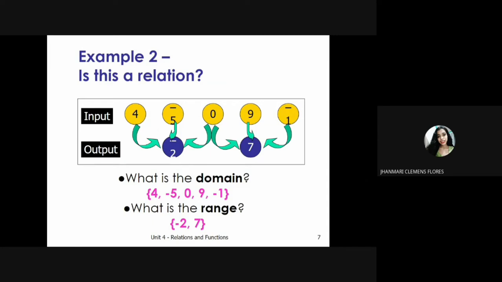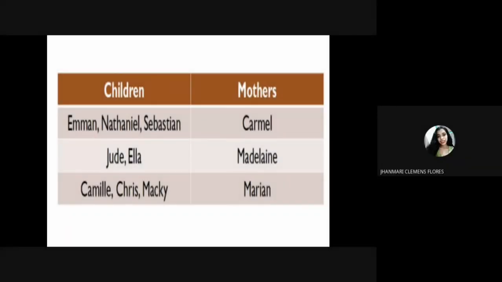If it's only asking what is the domain, you're just going to gather the domain and put the brackets right here. Then there is 4, negative 5, 0, 9, with commas. That's how it goes. That's the flow. Then that is the range, where you put negative 2 and 7 because it's the only one written below here at the output. So that's an example of a relation. This is just a quick example of how we are going to represent the input and the output.